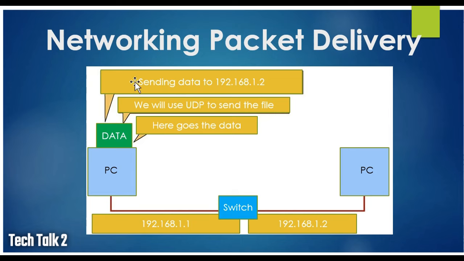Let's say the person wants to send a packet or a file over the network to another PC. The PC they're trying to send to is 192.168.1.2. So the user sends the packet and it goes through a UDP protocol. As it goes through the UDP protocol, it gets sent over through the switch. Then from the switch, it gets received by the PC. And that, in a nutshell, is how to send a packet.